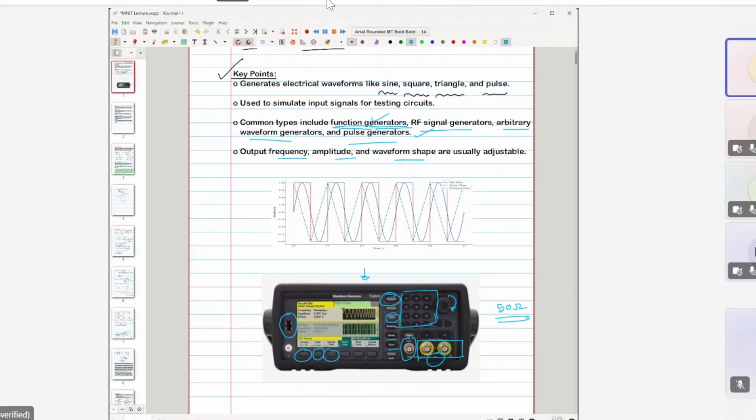Now modern signal generators can also perform different types of tasks. For example, you can simply add these two signals, addition, subtraction, those types of things are also possible using this type of signal generators.